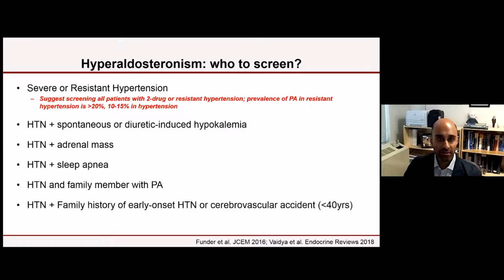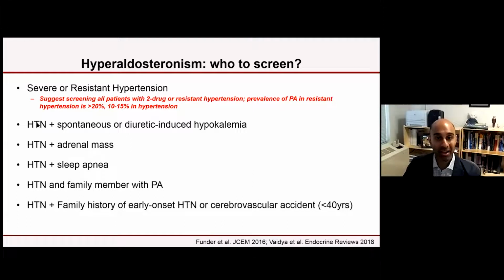So who should you screen for hyperaldosteronism? For a long time, and even in many current guidelines, the indications to screen are severe or resistant hypertension with hypokalemia. And this is an extremely severe indication. Many experts recommend broadening that indication to suggest screening almost all hypertensives or at least all 2-drug or resistant hypertensives, because the prevalence of overt primary aldosteronism is greater than 20% in resistant hypertension and 10 to 15% in stage 1 to 2 hypertension. Okay, so if that comes as a shocker to you, it just shows how much the awareness is lagging behind the new data that's coming out.